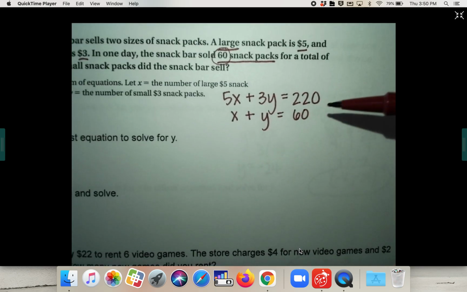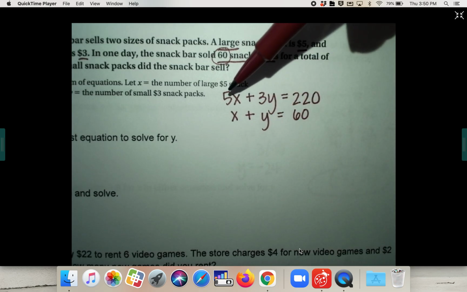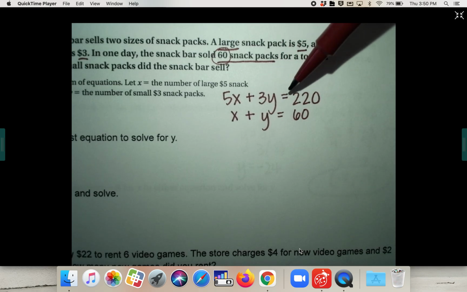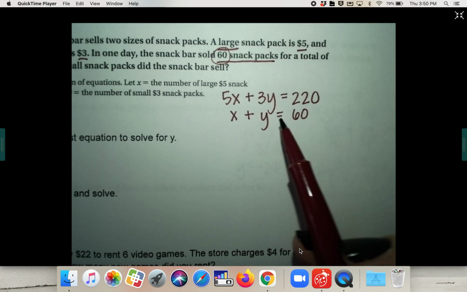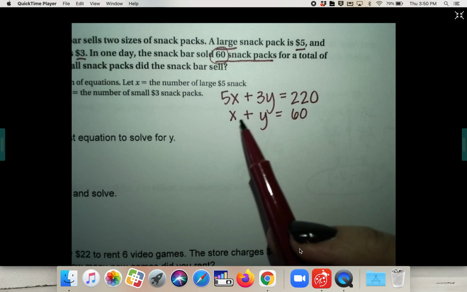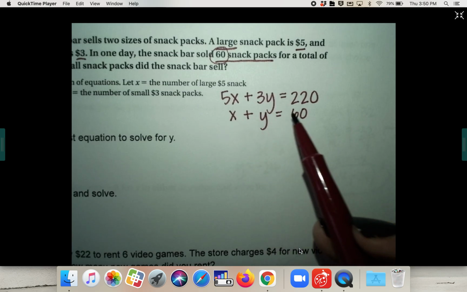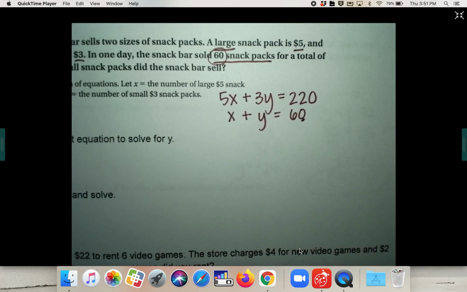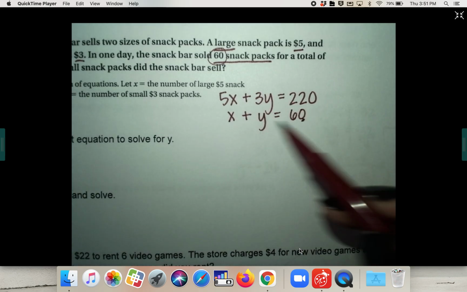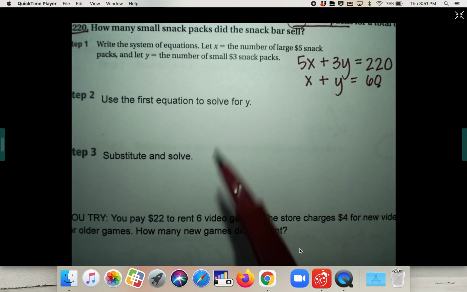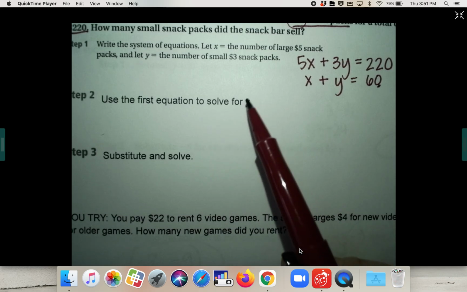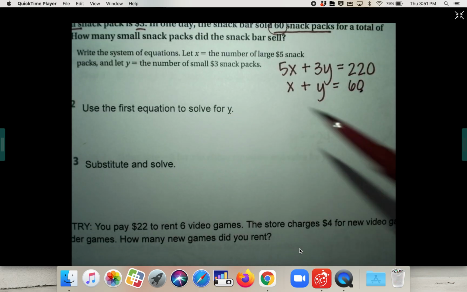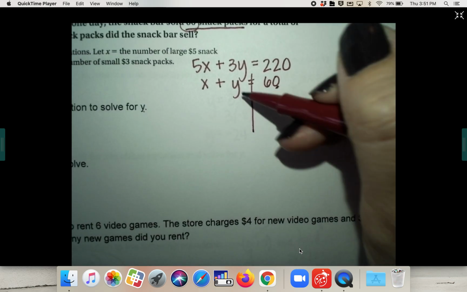So once again, my two different equations. This one has to do with money. $5 times the number of snack packs plus $3 times the number of snack packs equals $220. The bottom one is just snack packs that are large plus snack packs that are small equals 60 total snack packs. So be sure to be consistent with your equations. All right, then what we're going to do is use the second equation to rearrange and get y by itself. Honestly, I don't care if you get x by itself or y by itself. It's saying it wants us to do it for y, so that's fine. Let's get y by itself.